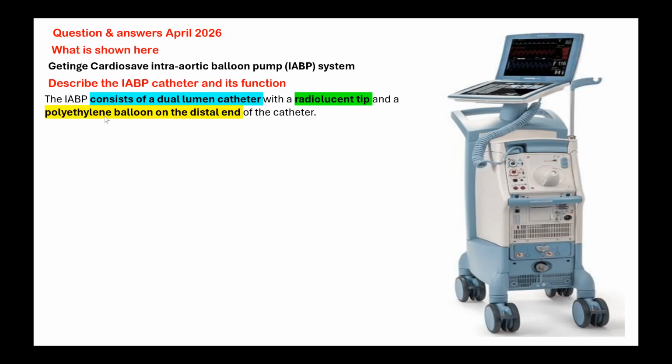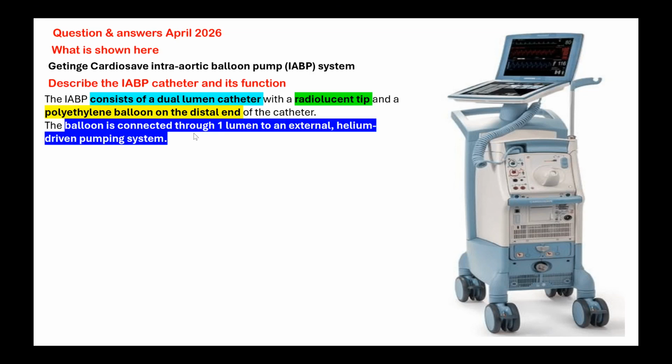Right. So it consists of a dual lumen catheter. The IABP balloon consists of a dual lumen catheter with a radiolucent tip and a polyethylene balloon on the distal end of the catheter. That is the description of the nature of the balloon. And this balloon is connected by one lumen to the external helium-driven pumping system. So the helium gas is pumped into the balloon to inflate it, and then it is removed to deflate it. That is how it is alternately inflated and deflated during the cardiac cycle.